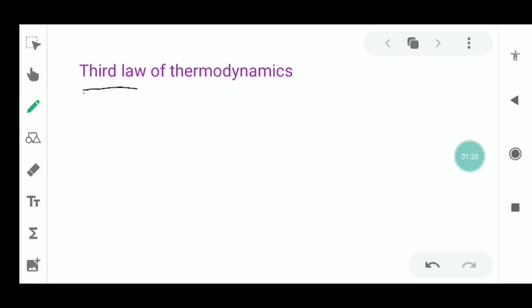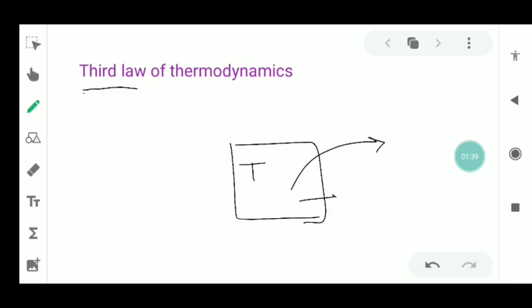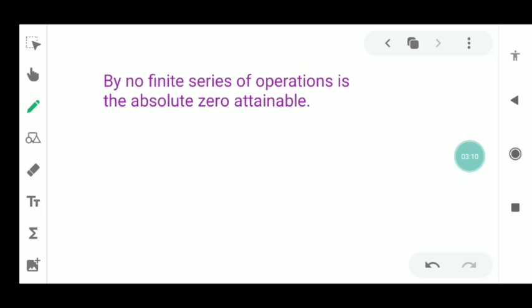So if there is some system, we take the heat from that system and dump it to the surroundings. As the temperature of the system gets lowered, it is more difficult to absorb heat from this system. And this is nothing but the unattainability statement for the third law. It states that by no finite series of operations is absolute zero attainable. So absolute zero means 0 Kelvin.